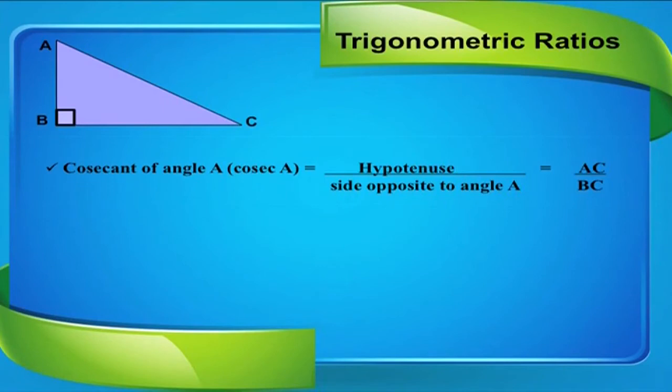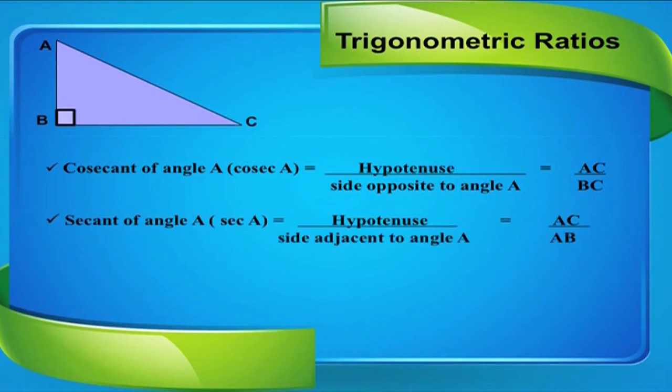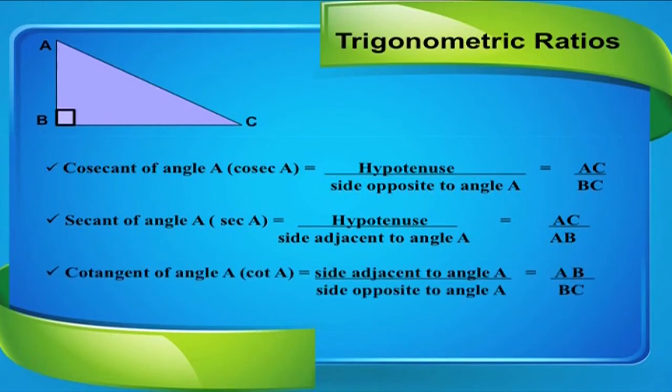Coming to the cosecant of angle A, which is also abbreviated as cosec A, is equal to hypotenuse upon side opposite to angle A, or is equal to AC upon BC in right angle triangle ABC. Secant of an angle A, that is sec A, is equal to hypotenuse upon side adjacent to angle A, that is equal to AC upon AB. Similarly, cotangent of angle A, that is cot A, is equal to side adjacent to angle A upon side opposite to angle A, that is equal to AB upon BC.